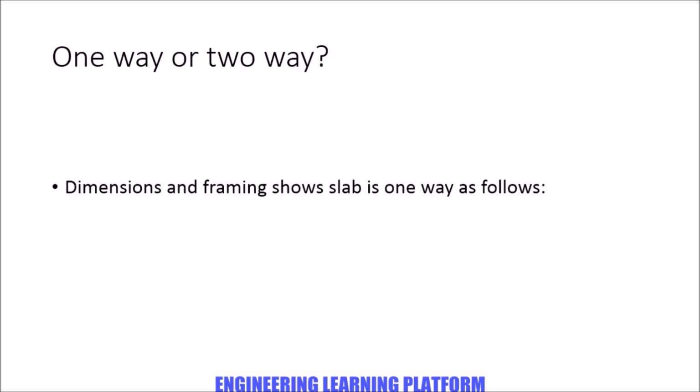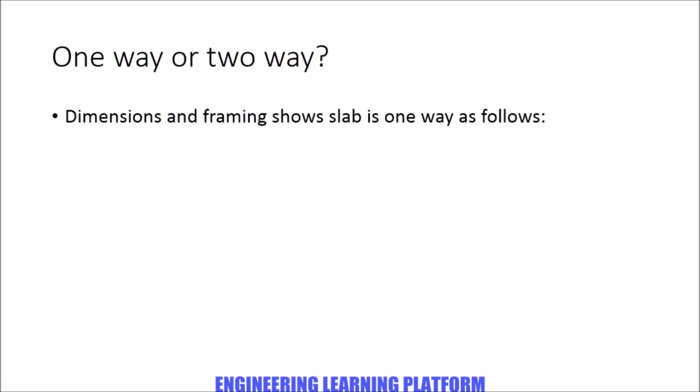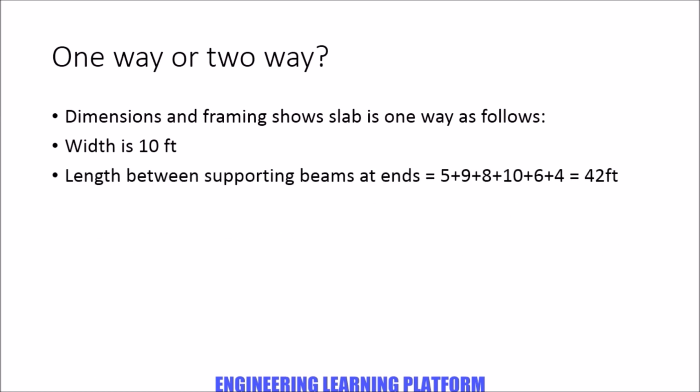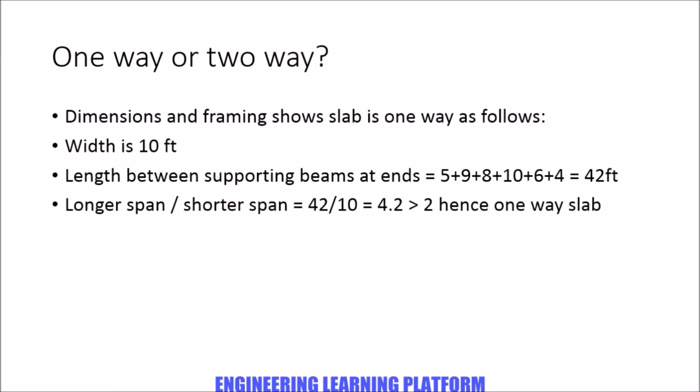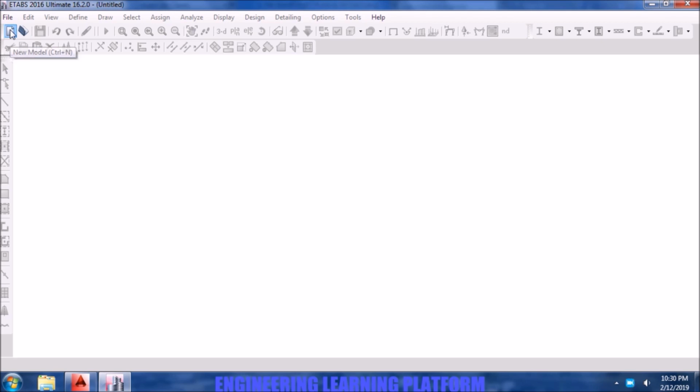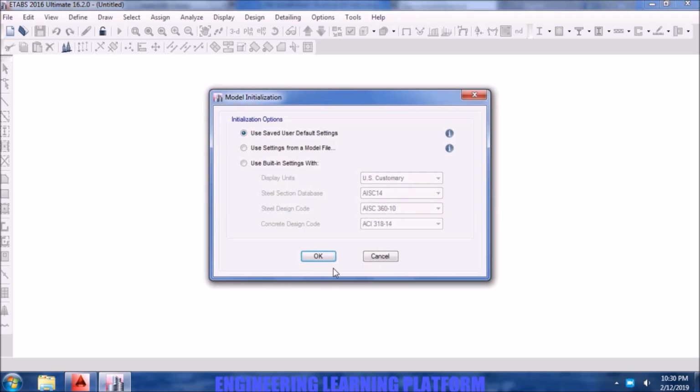So, checking whether the ramp is one way or two way. The dimensions show the slab is one way, as follows. The width of the ramp is 10 feet and the length between the beams at the ends is 42 feet. So the slab is one way since the ratio is greater than 2. The strips will be drawn on the longer side, or it's a choice whether or not to draw the strip and use the moment for the design. So we will be using moments for the design for the time being.